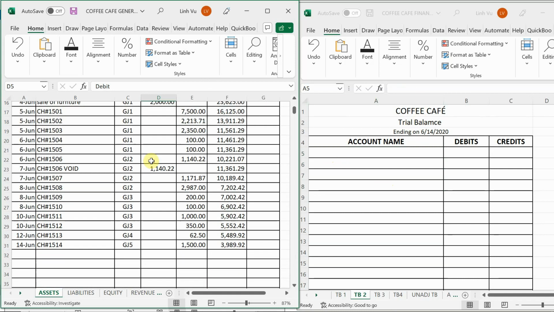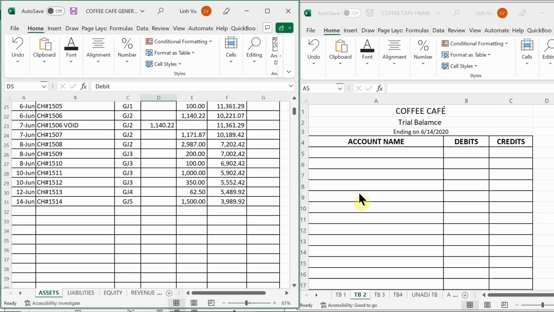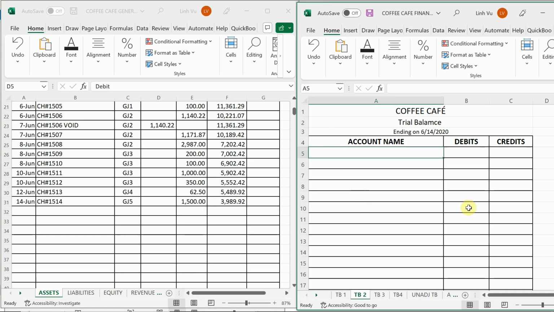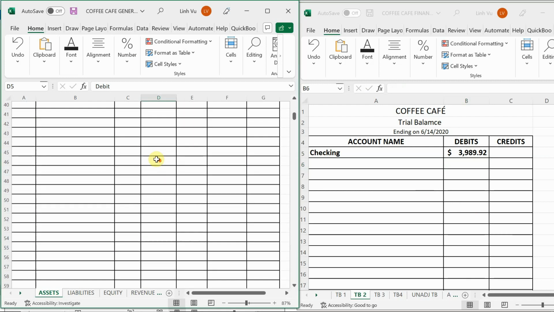So checking, we did a lot more activity here now. Our checking account balance is currently really low, because we've been writing a lot of checks and spending a lot of money. So here, checking, we are now down to $3,989.92. 398992. Okay, making sure we're transferring the information correctly. Let's see what's next.